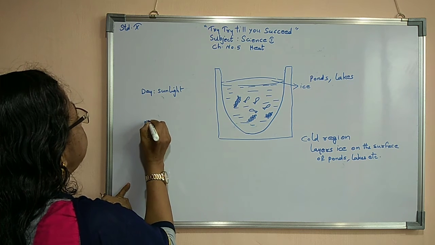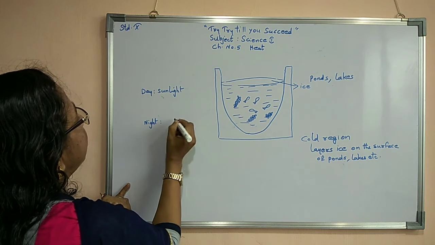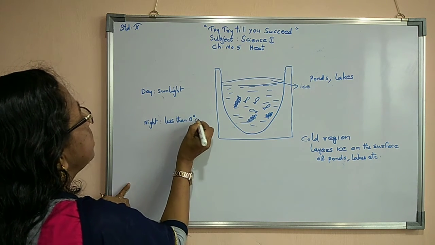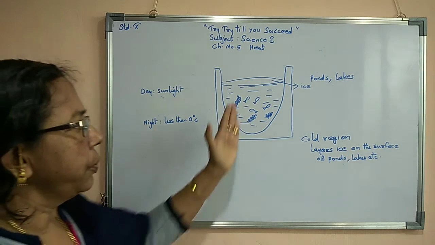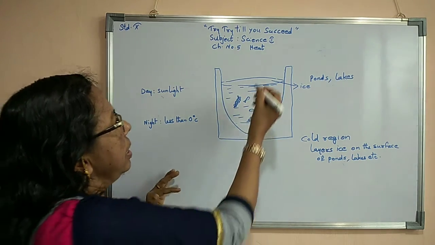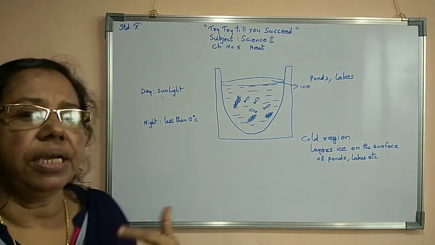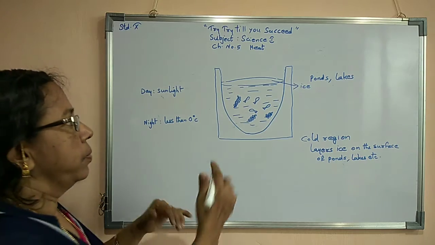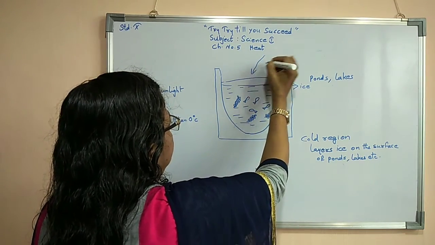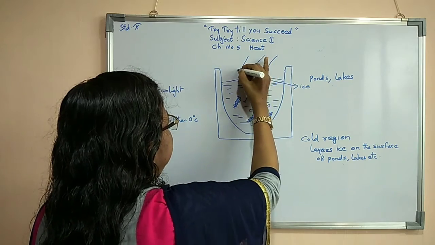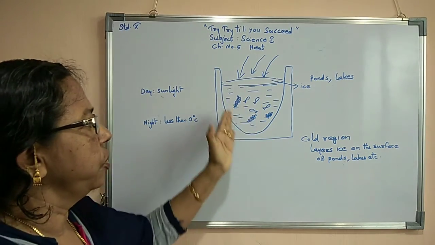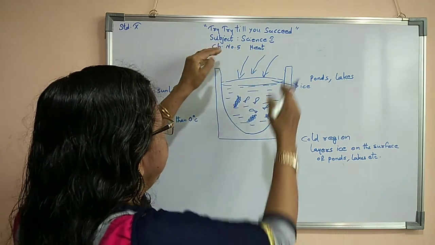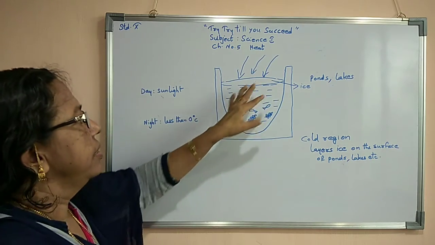Night time, we can say that less than 0 degree Celsius temperature will be there. During that particular time atmosphere will be very cool. As I told you, less than 0 degree Celsius temperature will be there. Now, once that cold temperature enters into this pond, now here I am showing you the pond. So, less than 0 degree Celsius temperature is there in the atmosphere. That will enter into the pond.